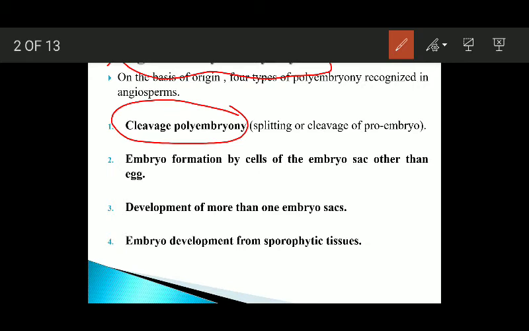Okay, when zygote divides, it forms a proembryo. Then this proembryo it splits, and some regions of the proembryo they can give rise to many embryos. Simple. Second one is apogamy.